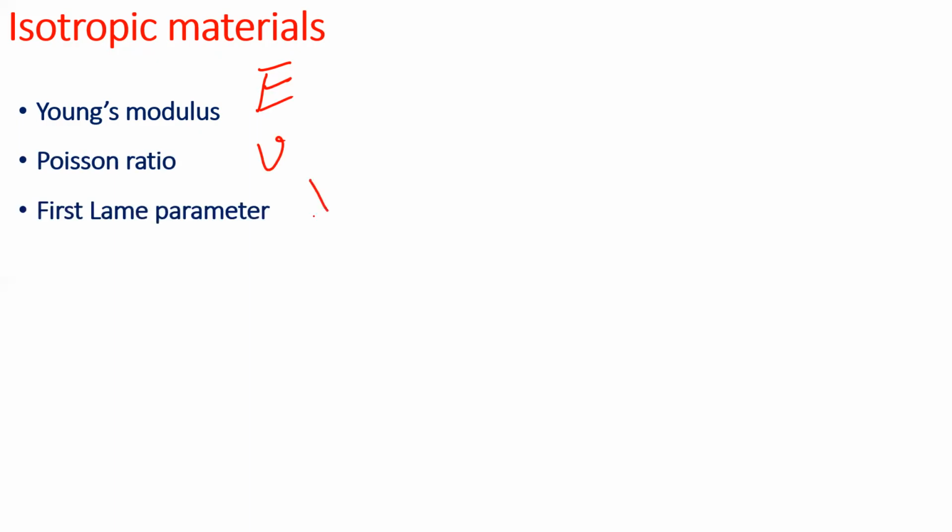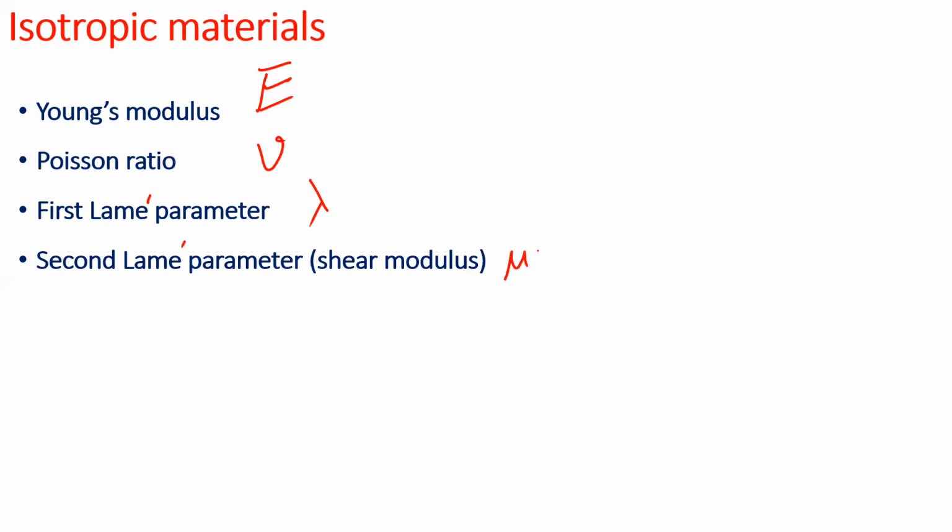For isotropic materials, as we have seen, there are a set of parameters which were defined depending upon how you want to write the equation. First one is Young's modulus E. Next is Poisson ratio nu. First Lamé parameter is lambda. And the second Lamé parameter is also called the shear modulus, indicated by mu. And we also had bulk modulus K.